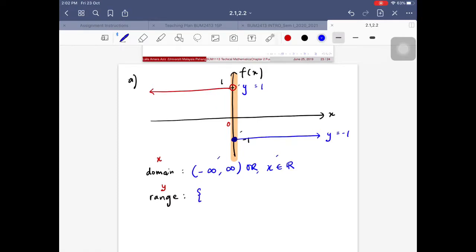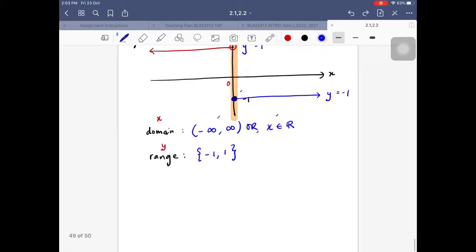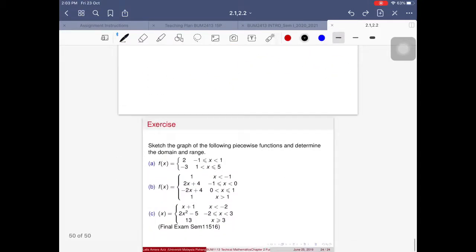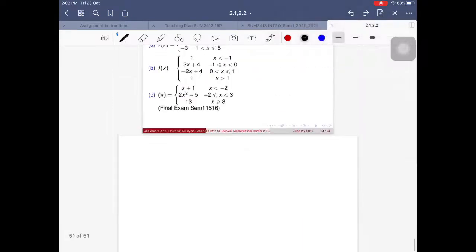So when I write the range, my range is simply going to be negative 1 and also 1. We have specific values, that's it. Because there is a hole everywhere else, there is no line at all, meaning the function doesn't cover all those values, only negative 1 and 1. So that's the first function.